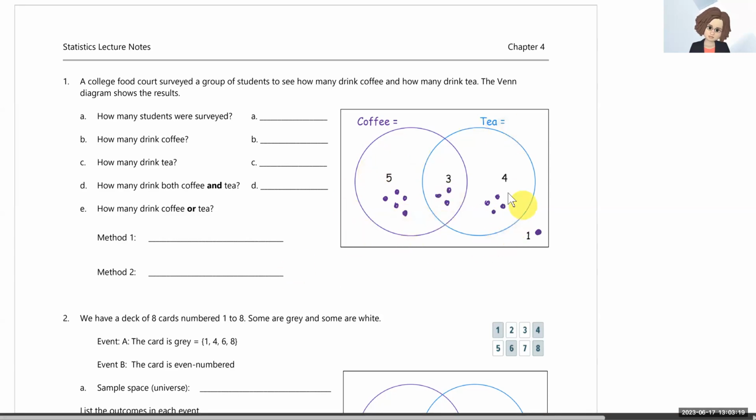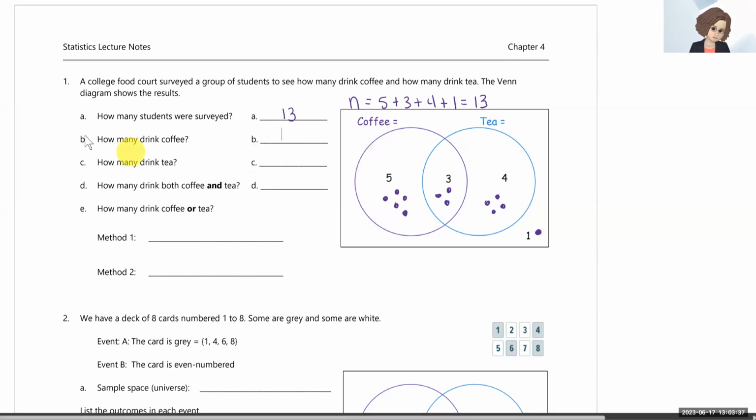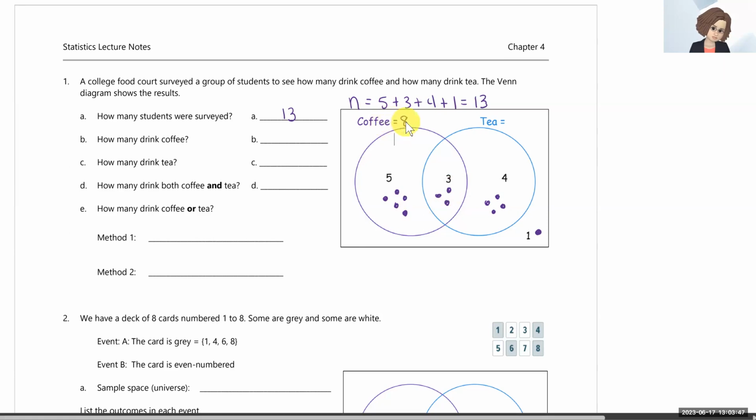In total, I would have 5 students plus 3 plus 4 plus 1. I'm going to call that N here on top of the Venn diagram. So 5 plus 3 plus 4 plus 1 gives me 13 students in total that were surveyed. And then B, how many of those students drink coffee? Inside my coffee circle, 5 plus 3, I've got 8 total students, just writing it there as well.